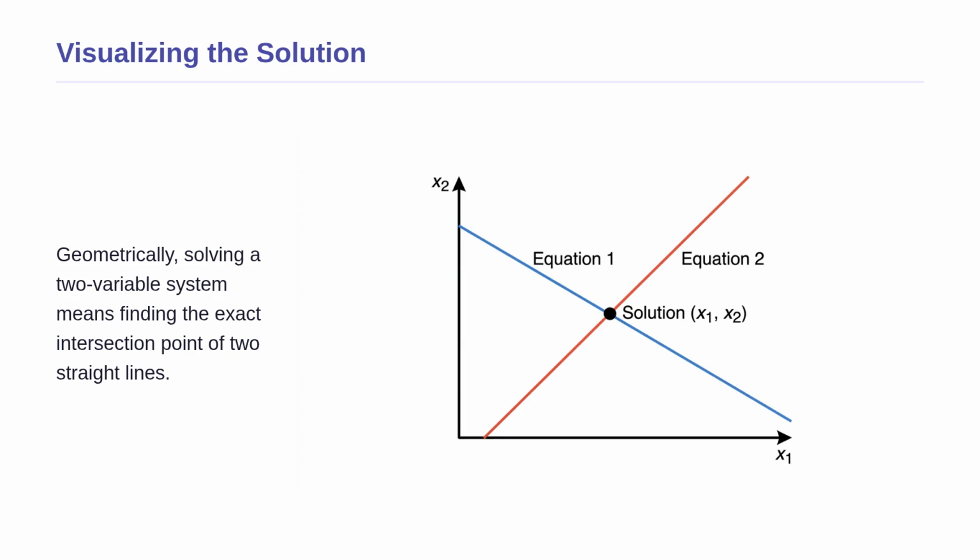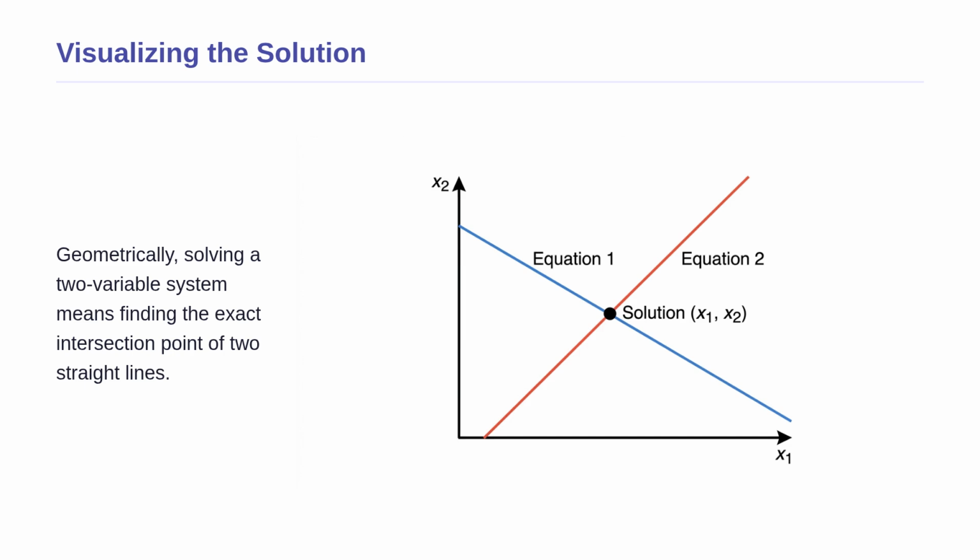What you are seeing here is the geometric representation of our 2 equations. Every single point on the blue line represents a combination of numbers that makes the first equation true. Similarly, every point on the red line represents a combination that makes the second equation true. The single black dot where these 2 lines cross is incredibly special. It is the only place in the entire universe where both equations are true at the exact same time. This intersection point is our solution.